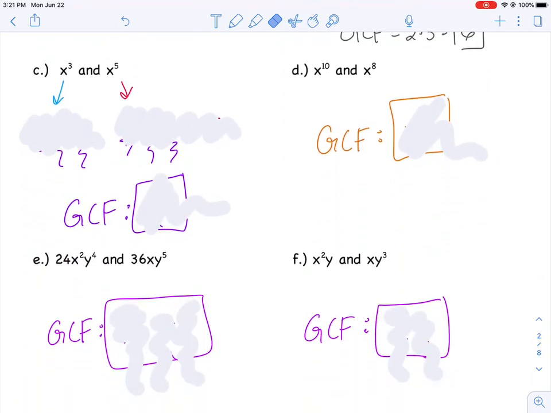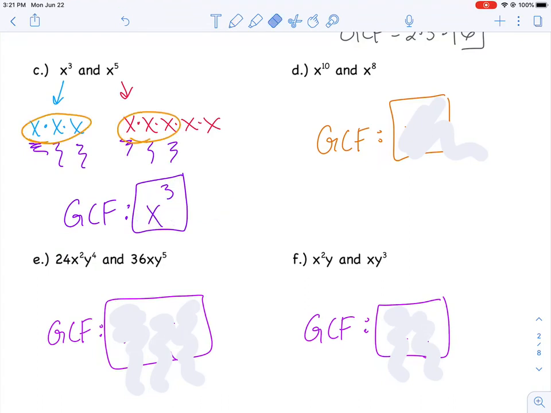All right, look at some variable examples. x cubed and x to the fifth. Again, x cubed is really x times x times x. x to the fifth is really x times x times x times x times x, 5 times. And so their greatest common factor are the factors that they have in common. I have 3 x's here, I have 3 x's here, so really the greatest common factor is x cubed.